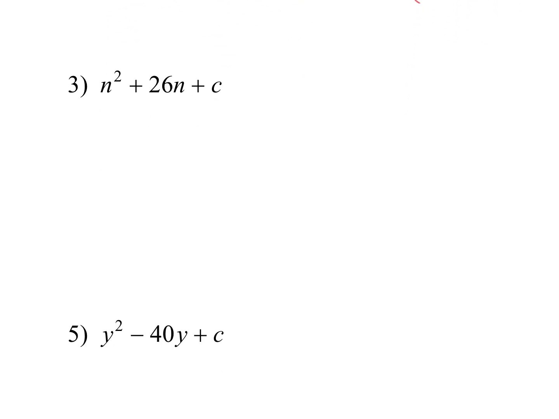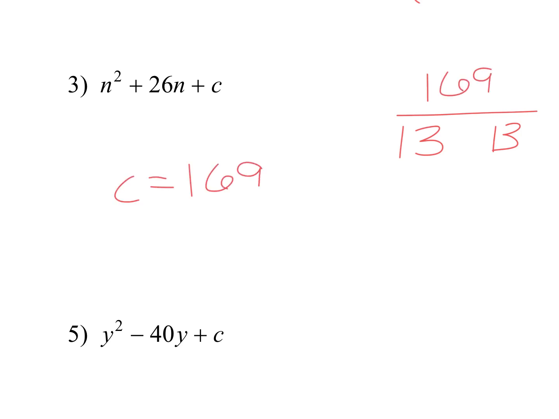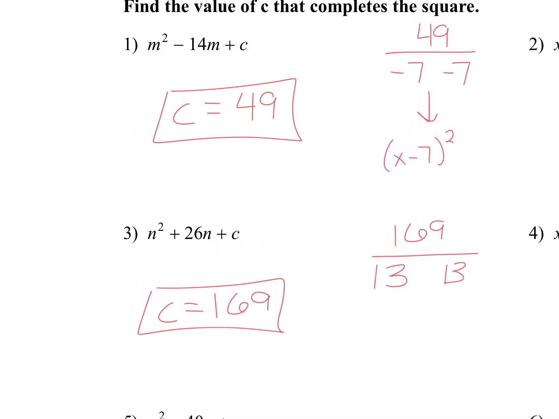Okay, go try number 3. Remember, you want the numbers that are the same. Anyone got one? 13, both positive. Okay, what do they multiply to get? 169. So that is our completing the square. Our c is 169. How did you get 13? And how did we get 7? You divided our b term in half.